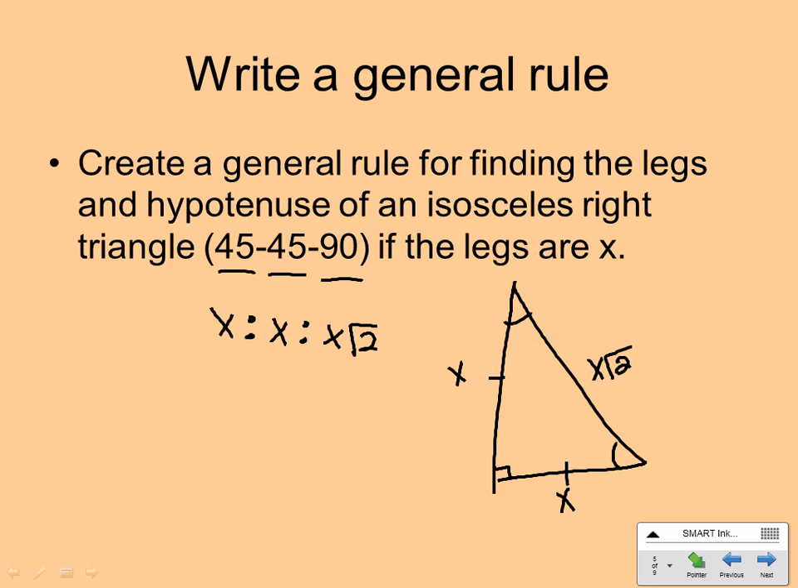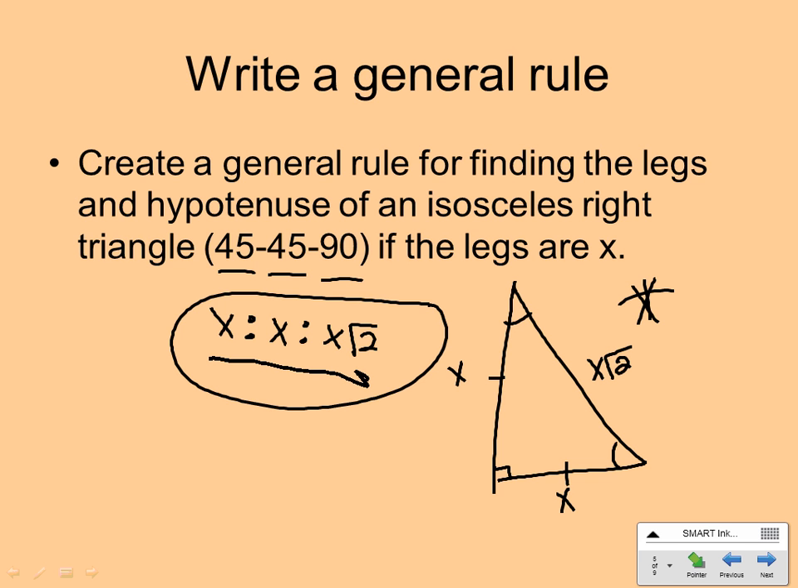You absolutely need to know this. This does not go away until you are done with math. I can promise you that. You will 100% need to know this rule. Now, why do I label it in that order? Why not x, x radical 2, and x? Like, why do I have to put it in this order only?